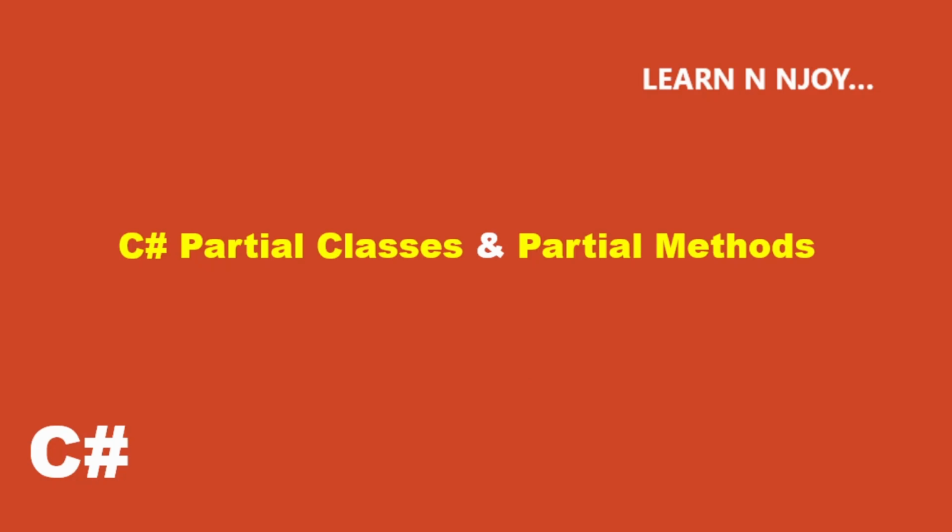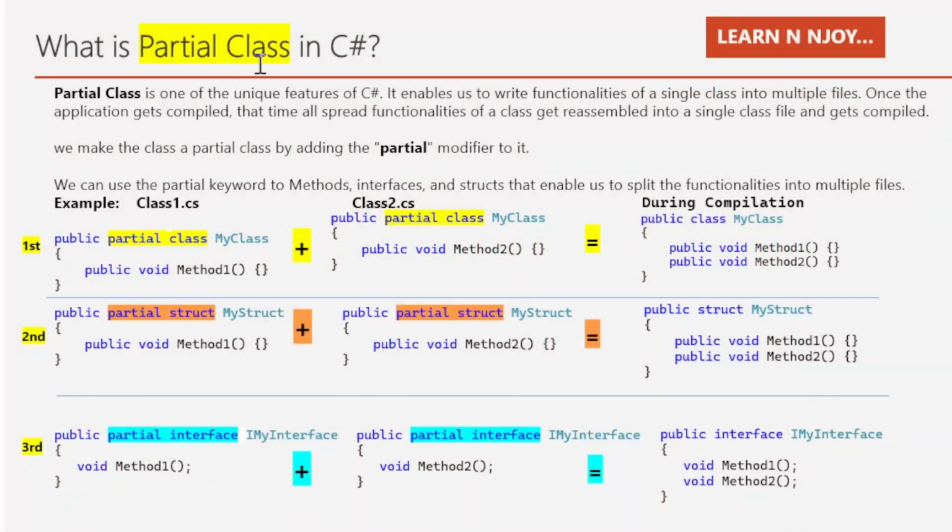Okay, without any further delay, let's get started. What is a partial class in C Sharp? A partial class is one of the unique features of C Sharp. It enables us to write the functionalities of a single class in multiple files. Once the application gets compiled, all the spread functionalities of a class get reassembled into a single class file and get compiled. Okay, so how do we make a class a partial class? We make a class a partial class by adding the partial modifier to it. We can use the partial keyword with methods, interfaces, and structs, which enables us to split the functionalities into multiple files.